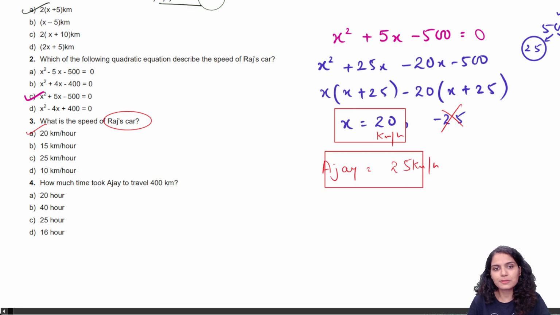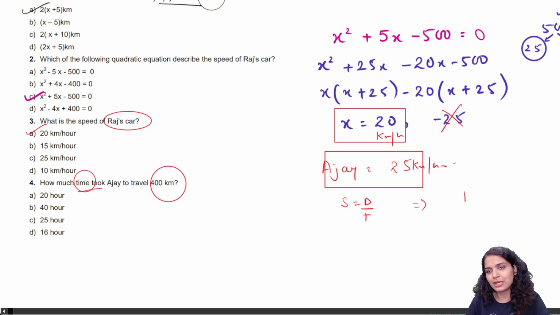25 kilometers per hour. Now if I consider this, and the time they are asking for, we know that speed is equal to distance upon time, and since they are asking for time, time will be equal to distance upon speed, right? So the distance is of course 400 kilometers. Okay, so speed is distance upon time, and time will be distance upon speed.